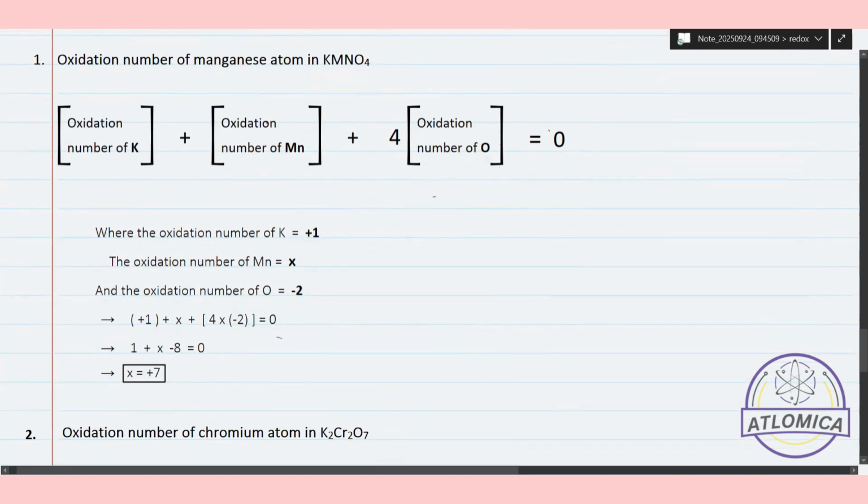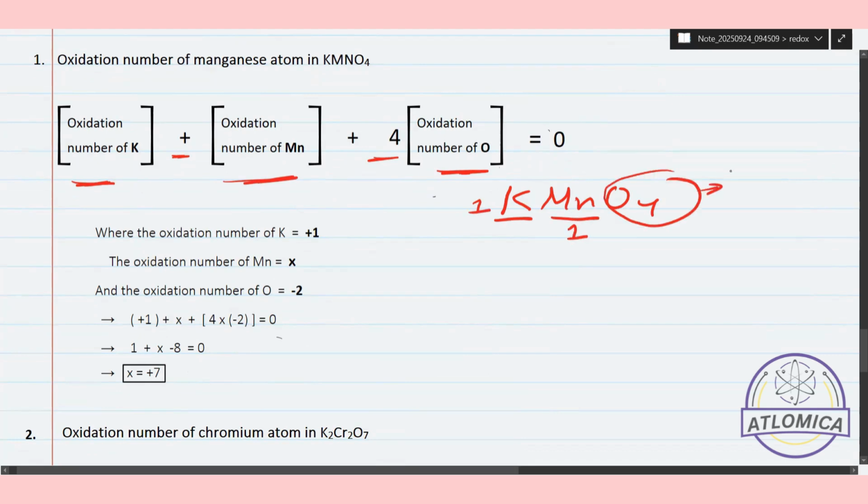Here you can see that I have made a template. So the oxidation number of K plus the oxidation number of manganese plus 4 times the oxidation number of O. If you look carefully at the molecular formula of KMnO4, you can see there's only one atom of K, one atom of manganese, but there are 4 atoms of oxygen. So in the equation as well, I mentioned only the oxidation number of K plus the oxidation number of manganese plus 4 multiplied by the oxidation number of O.